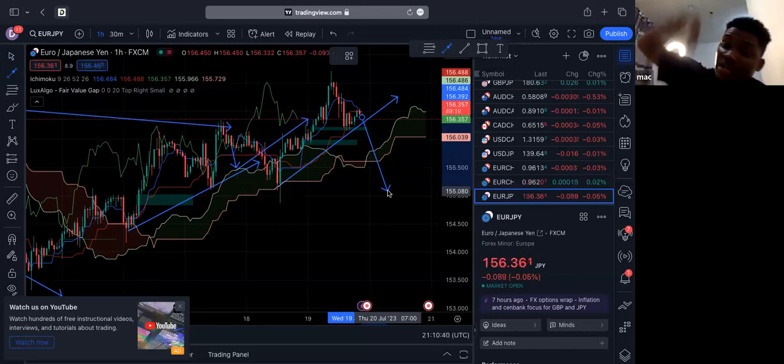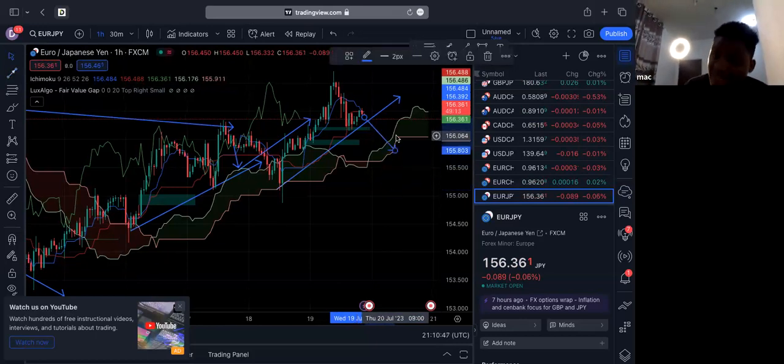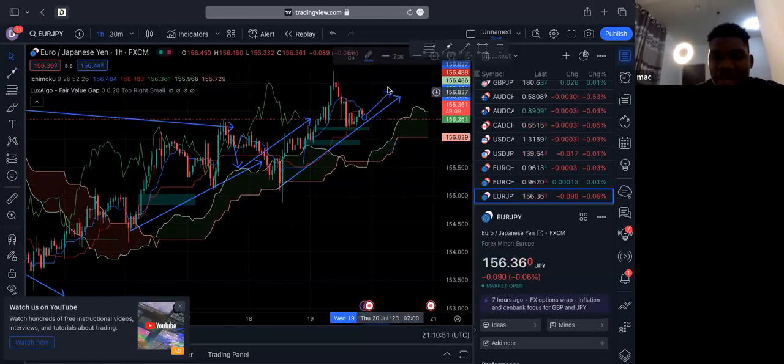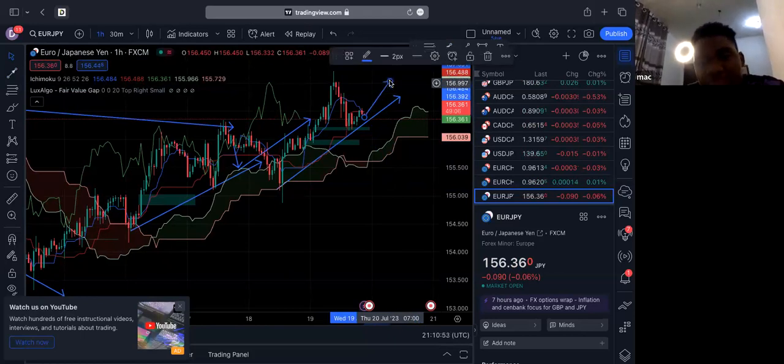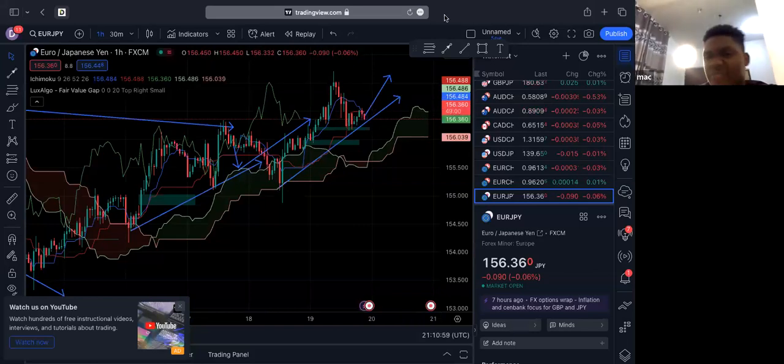If it's for CHFJPY to continue to sell, I do not personally, technically, sentimentally, and fundamentally see that happening anytime soon. This buy is going to continue. On a longer time frame, it's an uptrend. Buy is definitely going to continue.